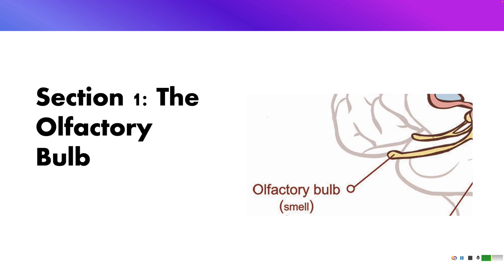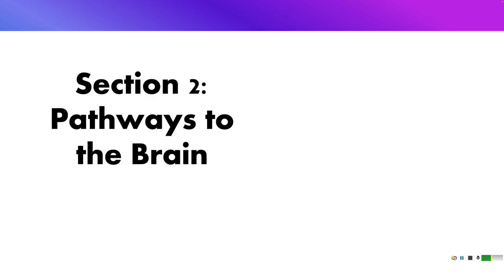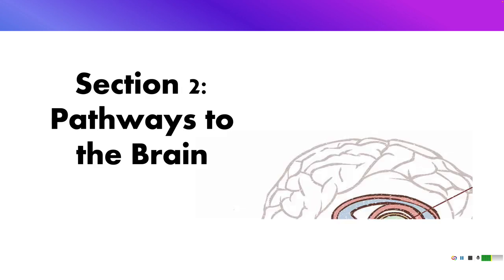Focus on the olfactory bulb. What detail do you notice? Write down your observation, and each student will write down and see exactly what they are thinking about it. We are going to section number 2, pathways to the brain. Now, look at the pathways connected to the brain. What thoughts or questions do you have about this part? And everybody will write it down.